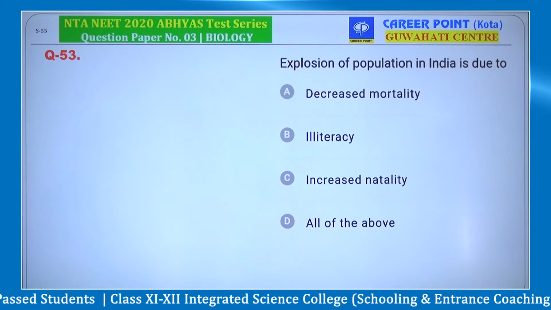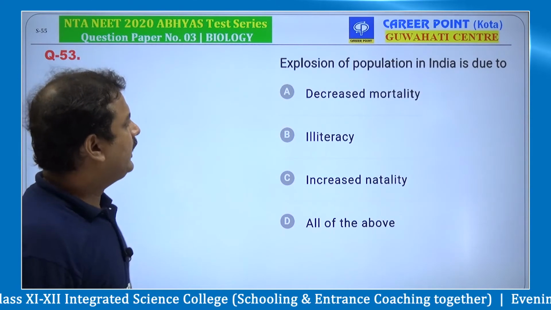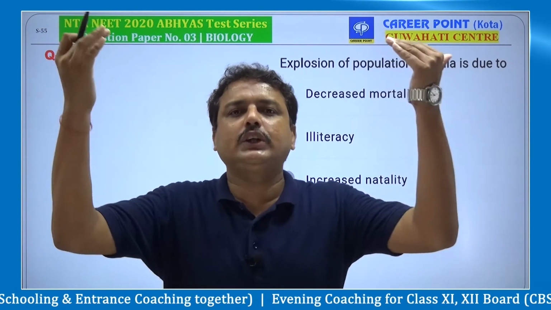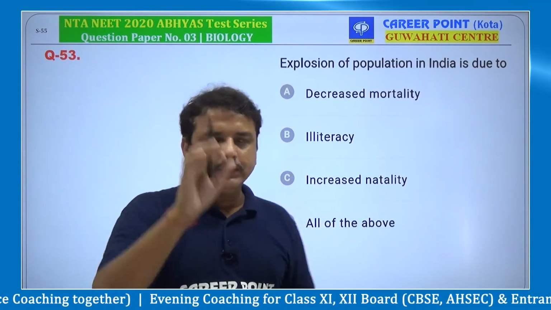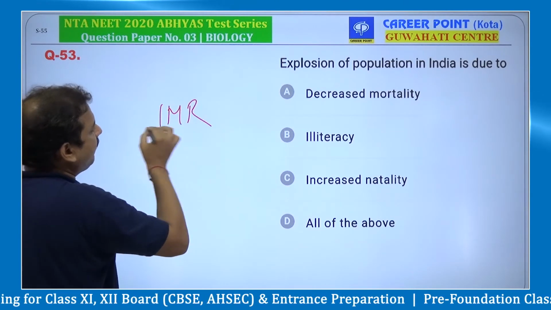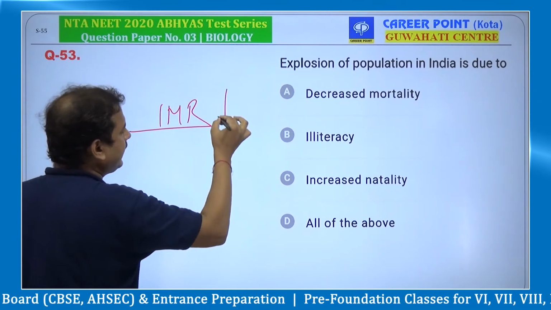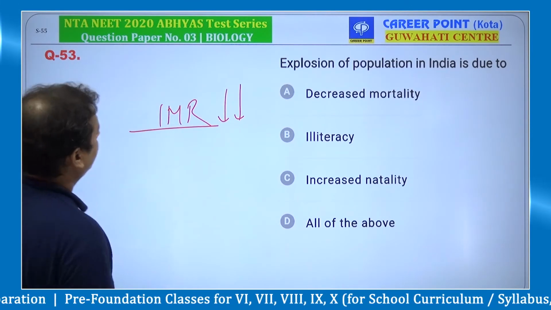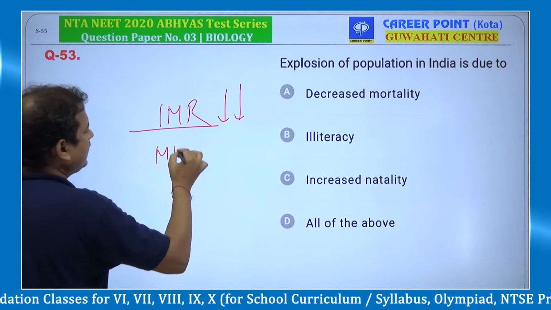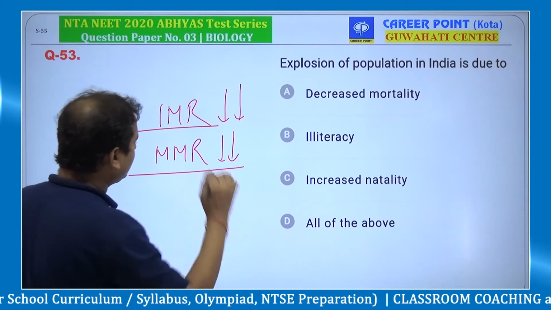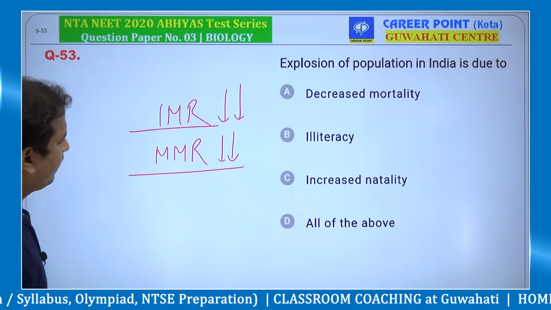Next, explosion of population in India is due to, why explosion of population? Why is the population increased? Because the IMR, infant mortality rate, is decreased. Infant mortality rate is decreased. Then maternal mortality rate is also decreased. MMR is also decreased. Clear?